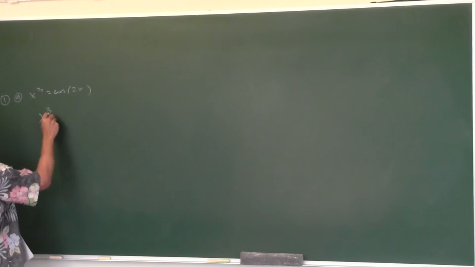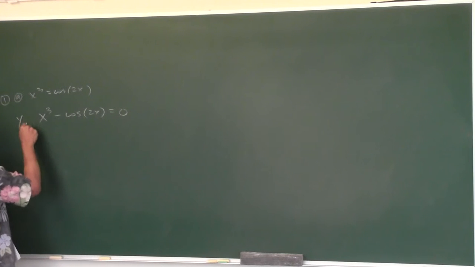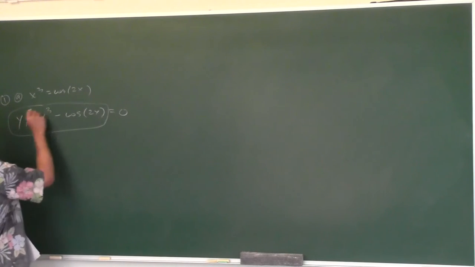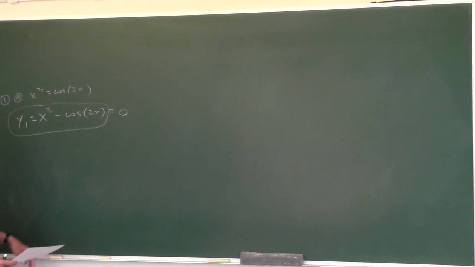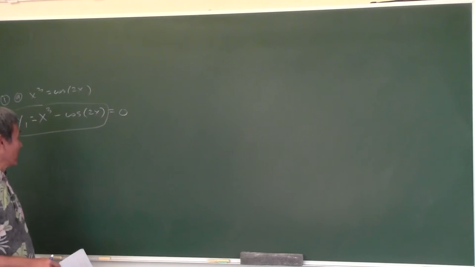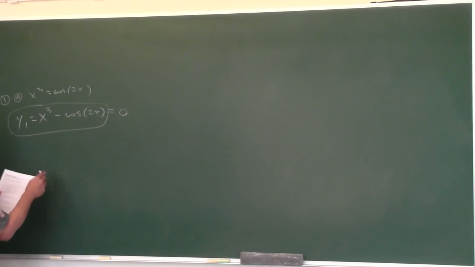Well, you simply make one side 0, like that. Graph this on your calculator and see where the graph crosses the x-axis. If it crosses the axis 3 times, you got 3 answers. Okay? And of course, since we're graphing a trig function, your calculator should be in radian mode.